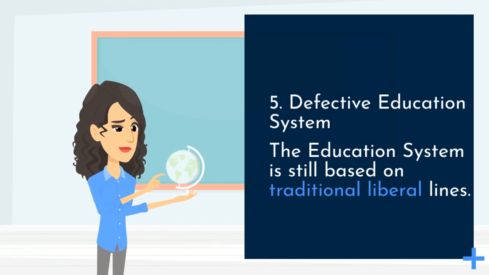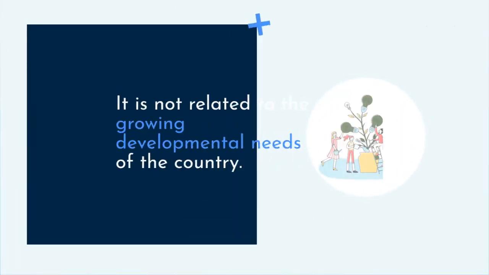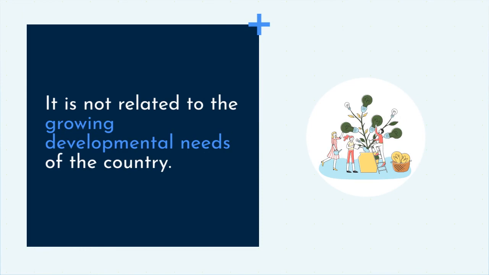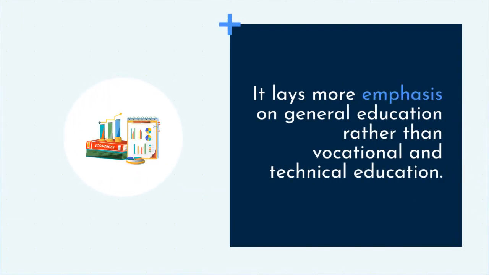5. Defective education system. The education system is still based on traditional liberal lines. It is not related to the growing developmental needs of the country. It lays more emphasis on general education rather than vocational and technical education.